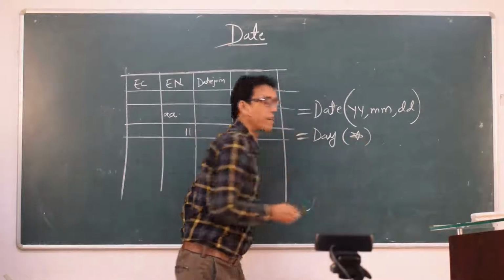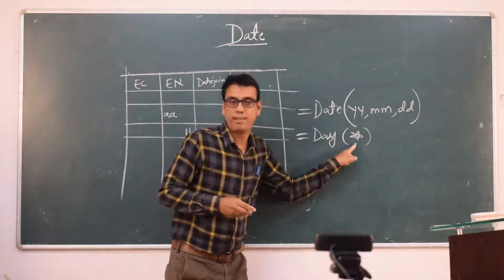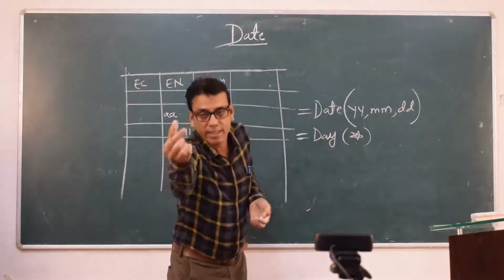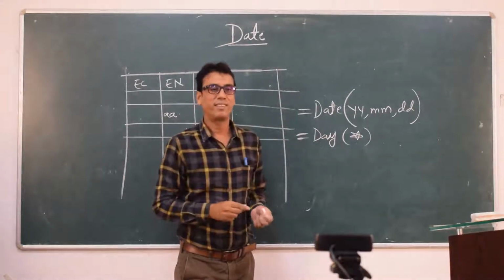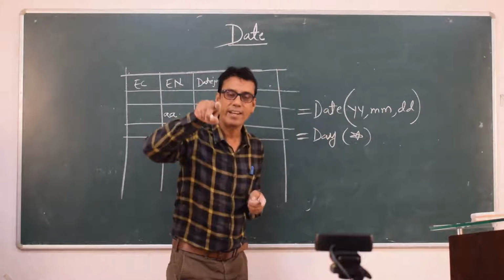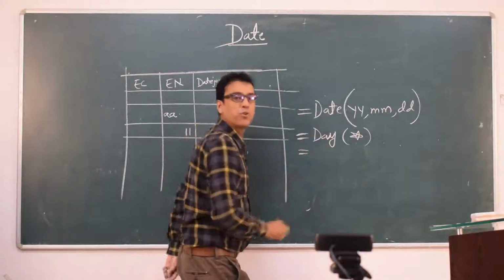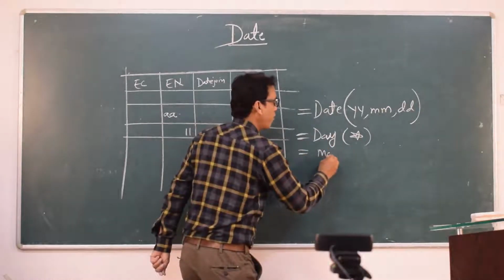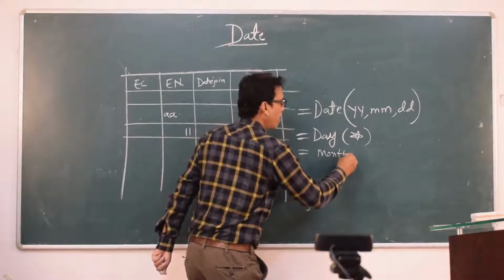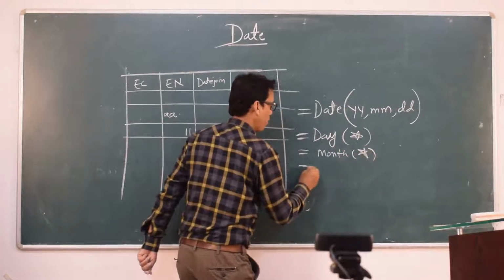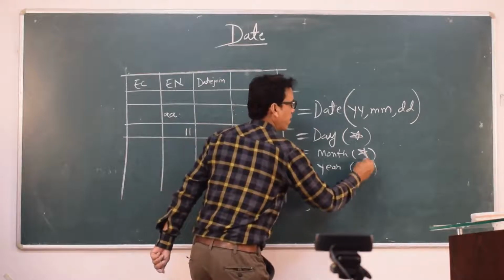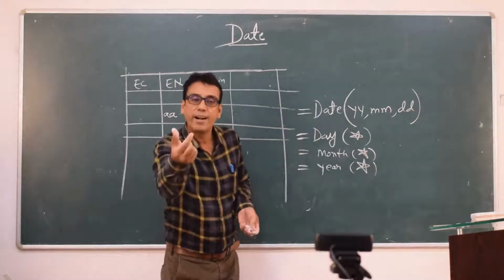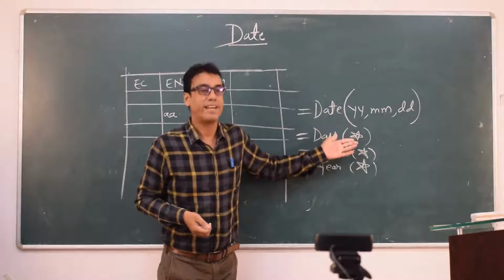The day function provides the date. The day function will fetch the day and show you the day of the given date. If it is clear to you, then you can easily understand what the work of the month function will be, and what the work of the year function will be. You can fetch the year, and you can fetch the month of a given date.